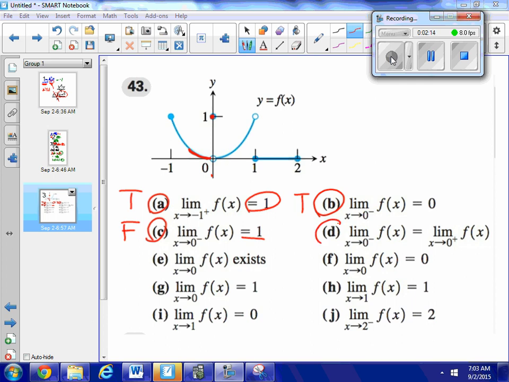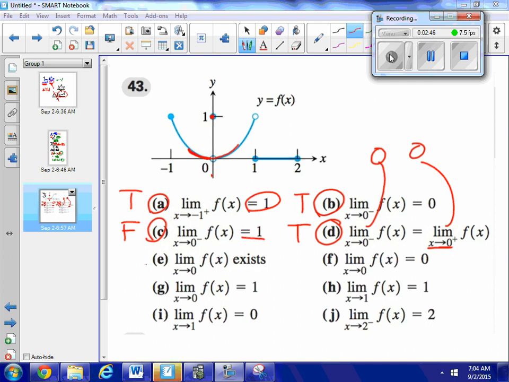Going over to D, the limit as x approaches 0 from the negative side, we've already determined that that limit right here is 0. And as I'm approaching 0 from the positive side, let's approach 0 from the positive side. Yeah, I think I'm getting really, really close. I think it is also 0. So this one, D, is true. Those two limits are equal to one another.